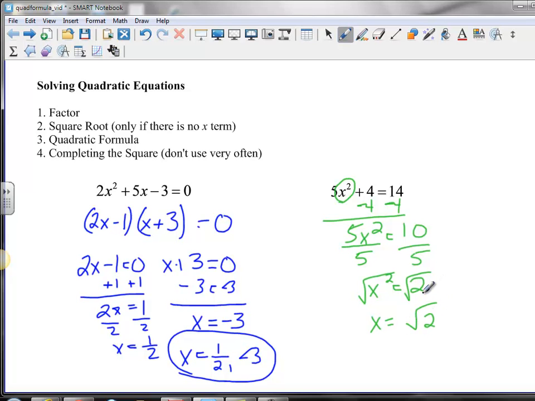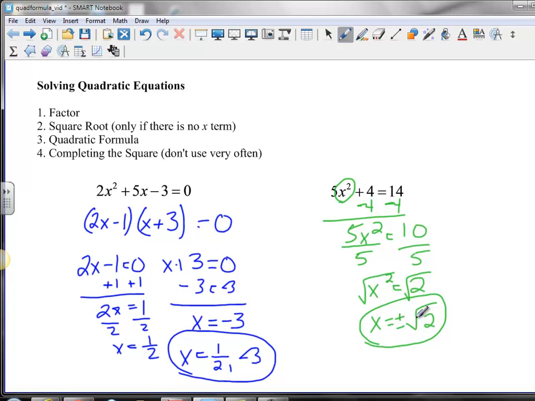Now when we're solving using the square root method, I have to put a plus or minus in front here. That's just because the positive or the negative value squared will give us the correct answer. And so right there, x equals plus or minus square root of 2.